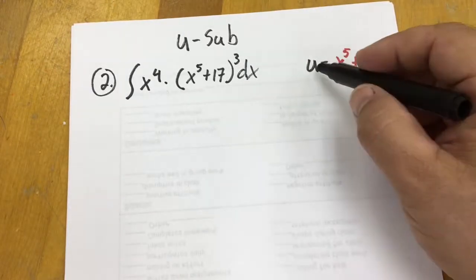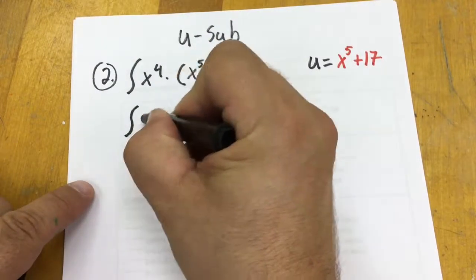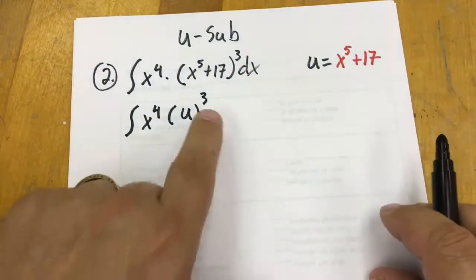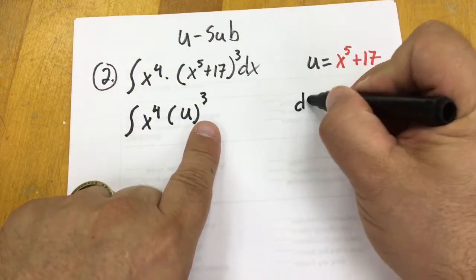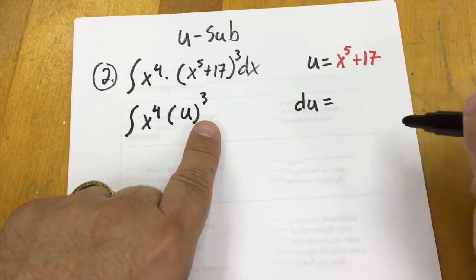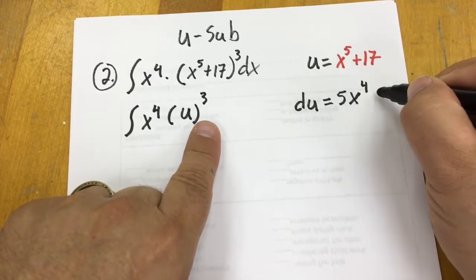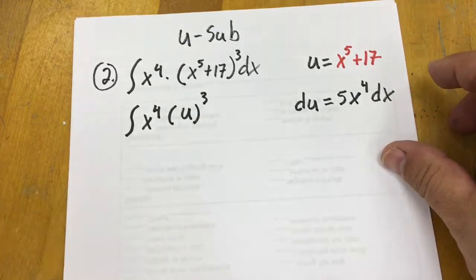And I'm going to let u equal the guts, x to the 5th plus 17. So that's going to give me the integral of x to the 4th times u to the 3rd. But I have to make this a du, not a dx, so I have to take the derivative of both sides over here. So du is going to equal something dx, and that's going to give me 5x to the 4th dx. Notice I'm taking the derivative over here and the antiderivative over here.